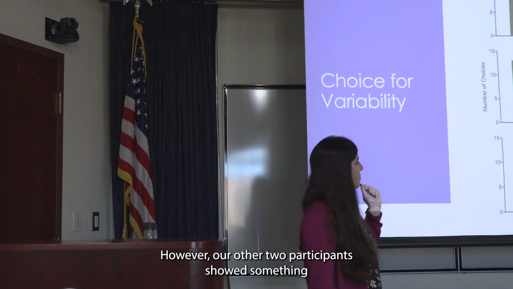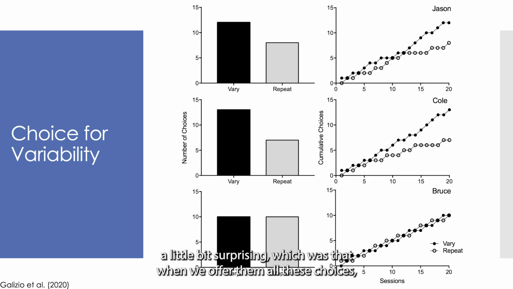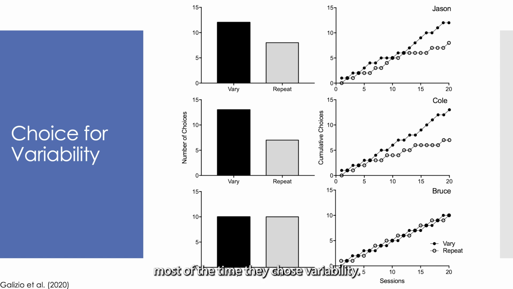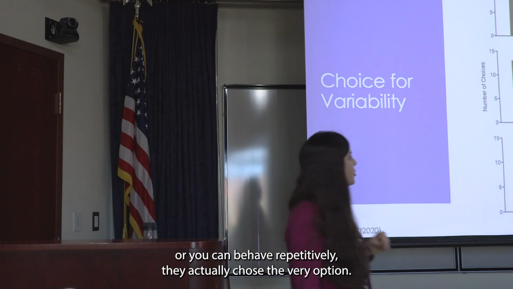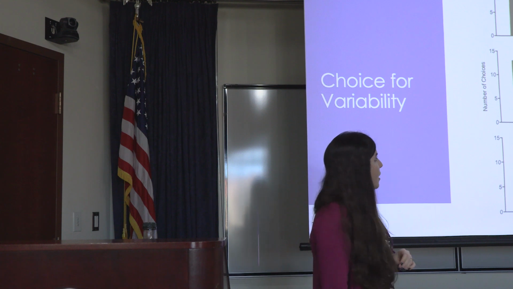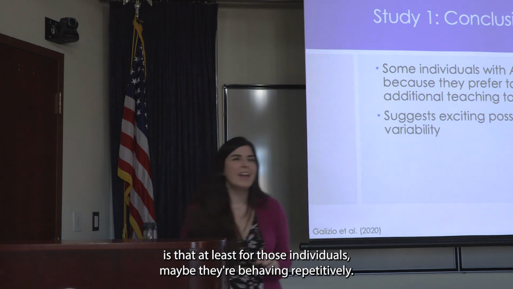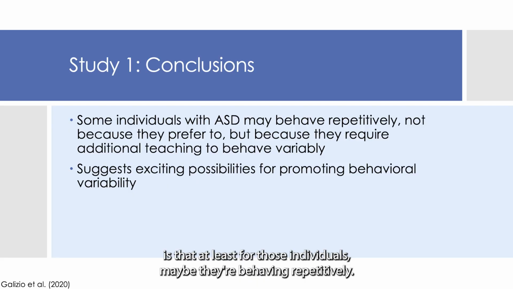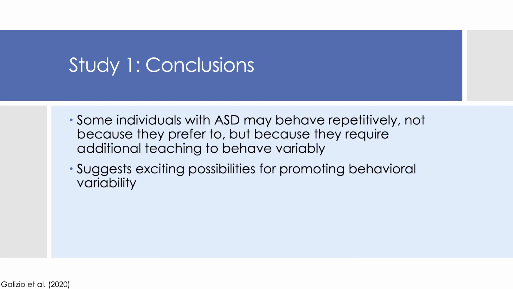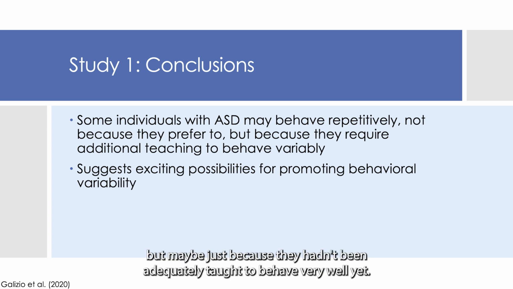However, our other 2 participants showed something a little bit surprising, which was that when we offer them all these choices, most of the time they chose variability. So when we gave the choice between you can behave variably or you can behave repetitively, they actually chose the vary option. And we thought that this was really important because what it tells us is that, at least for those individuals, maybe they're behaving repetitively not necessarily because they prefer repetition, but maybe just because they hadn't been adequately taught to behave variably yet.